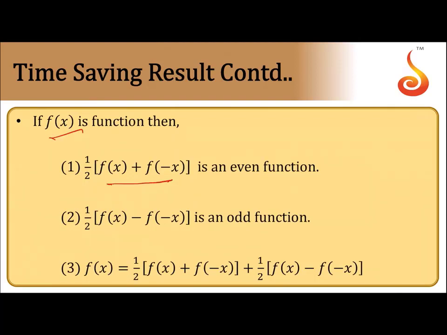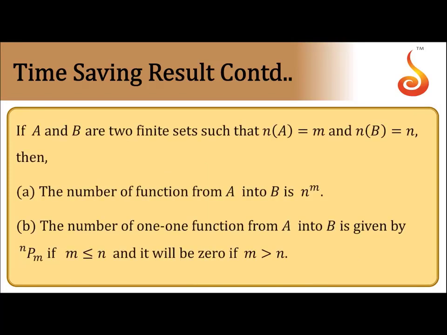Hope you understood. If f of x is a function, then half of f of x plus f of minus x is even, and half of f of x minus f of minus x is an odd function. By adding these two, you will get f of x. So if f of x is any function, not necessarily even or odd, it can be expressed as the sum of an even function and an odd function.